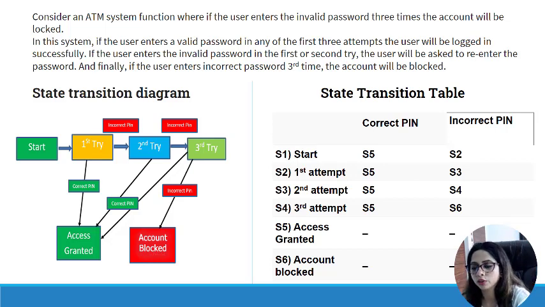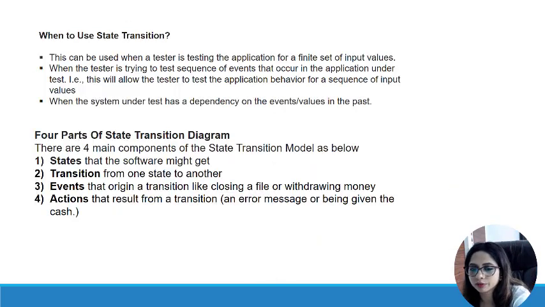So there are four terms, as we saw. State is where the application is. Transition is the movement. Actions are the results which happen after the transition, and events are based on your previous values. Let's say you have applied the wrong pin, so the event has occurred, due to which you do another transition, and then an action will happen. That's the meaning of these four terms in a state transition diagram.